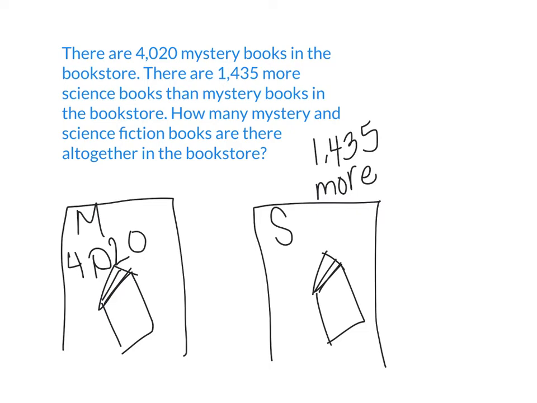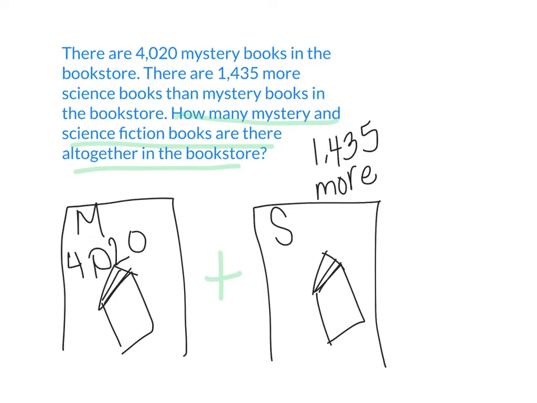Let's see. I'll read it. How many mystery and science fiction books are there all together in the bookstore? So we want to know how many mystery books and science books there are. What do we do when we see that word all together and we want to know how many there are all together? We add. Yeah, so we want to add the number of mystery books and the number of science books to figure out how many books the bookstore has. But we can't do that yet because we don't know how many science books there are. Does anyone have an idea of how we could figure that out?